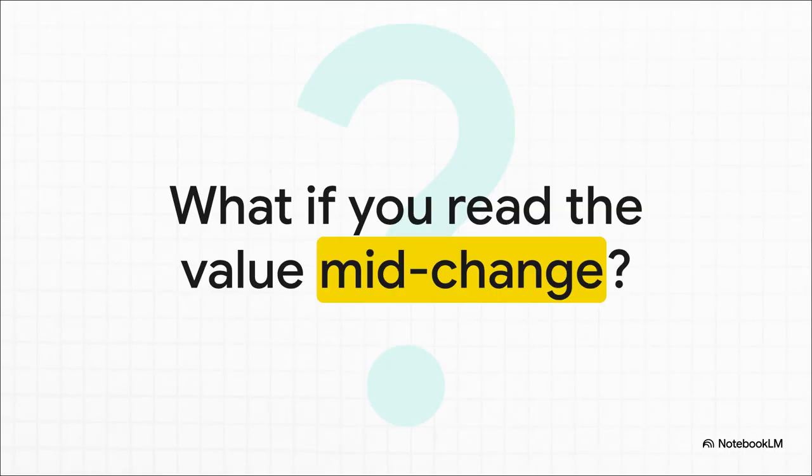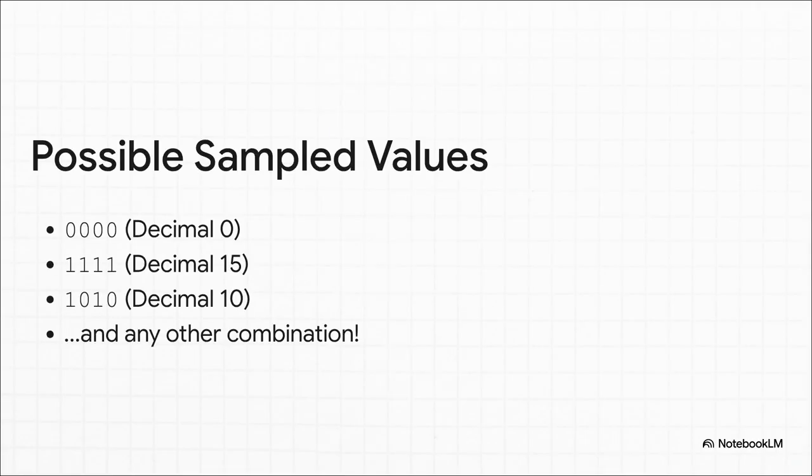So, knowing what we now know about data skew, what do you think happens if the receiving end tries to read that value right in the middle of that change, when some bits have flipped but others haven't yet? What kind of crazy garbage value might the system see? The scary answer is pretty much anything. You could get a 0, you could get 15, you could get 10. Any combination is possible because you're catching the value mid-transition.